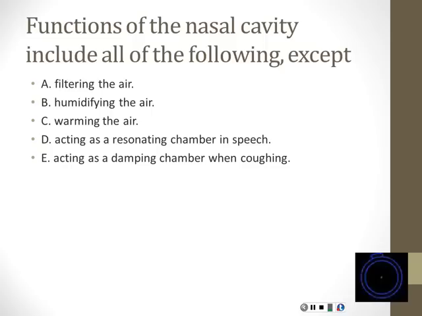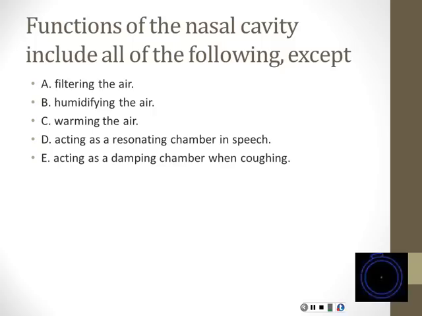Swirl the air, add water. So in addition to the swirling effect, I don't know if I mentioned this, but the nasal cavity has a very rich blood supply. So you take lots of blood together with lots of air moving past it, and you're going to get humidification and warming. So C, yes. So what about D or E?